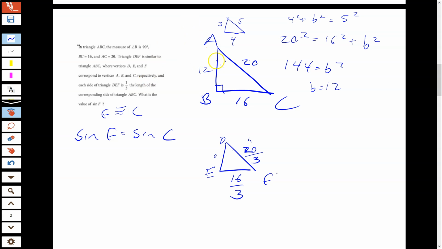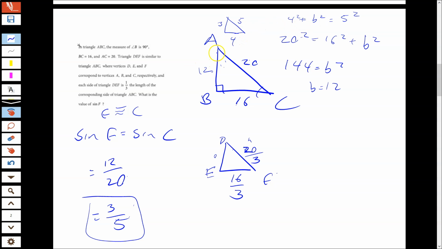So for sine of c, we have opposite over hypotenuse. I could say this is equal to 12 over 20, or I could say this is equal to 3 over 5. And notice this is just a reduced version of that. Okay. So that's how you tackle that one without a calculator, by reducing that. That's some pretty high level reasoning.